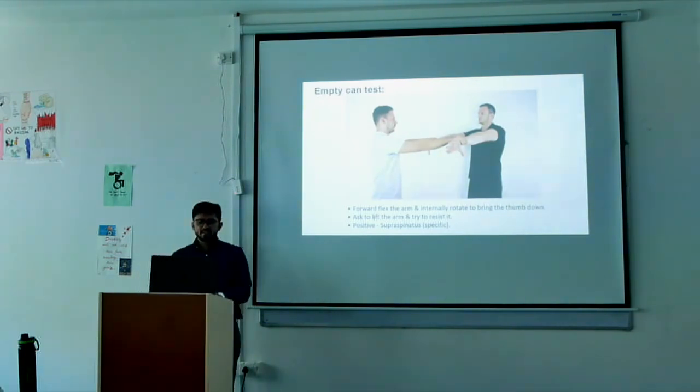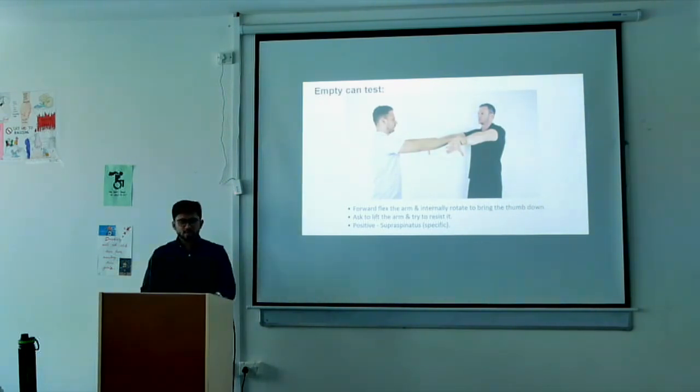Let's discuss the tests which we commonly use in the OPDs. The first one is the empty can test. In this, we ask the patient to forward flex the arm in the scapular plane and internally rotate to bring the thumb down. This basically inhibits the impingement action, and now we ask the patient to lift the arm and we try to resist it. If there is any weakness or pain on this examination, this is positive for supraspinatus injury or tear.